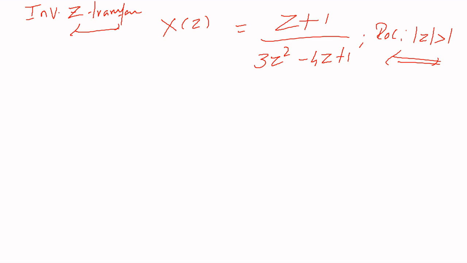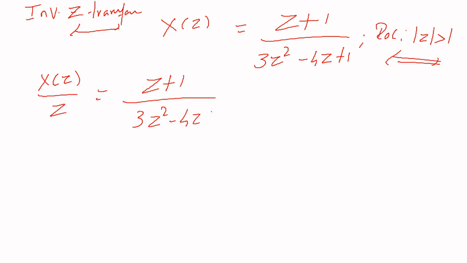So what do I have to do? I have to write x of z by z is equal to z plus 1 over 3z square minus 4z plus 1, divided by z. Look, for inverse z transform, which particular technique are we using? We are using the partial fraction expansion method.